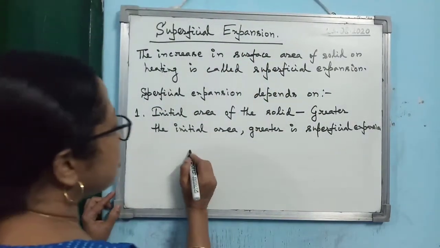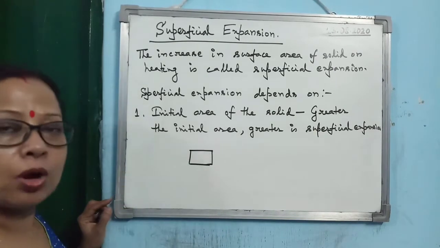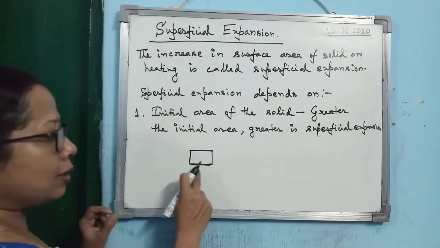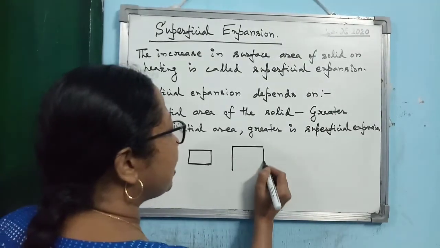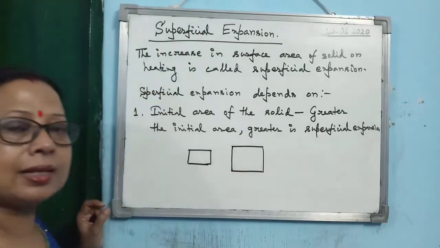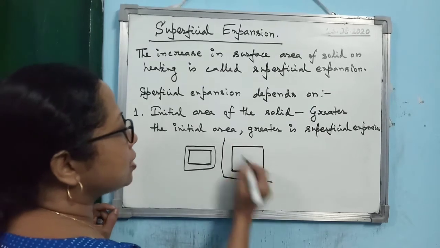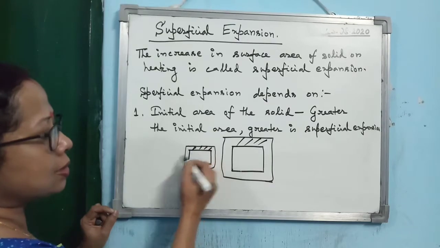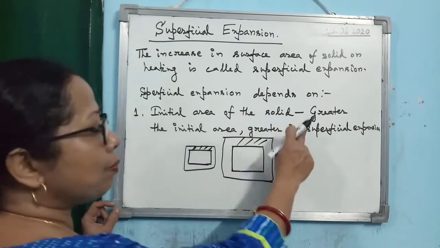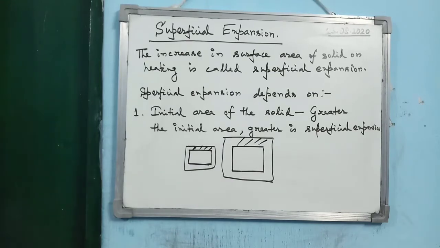What does this mean? Suppose one girl has taken a small area, and the material is the same, suppose copper. Another girl has taken a bigger area. Now you heat it. Then you will see this will expand less, but this will expand by a greater amount. This is the meaning that the greater the initial area, the greater is the superficial expansion. The diagram you don't have to draw.